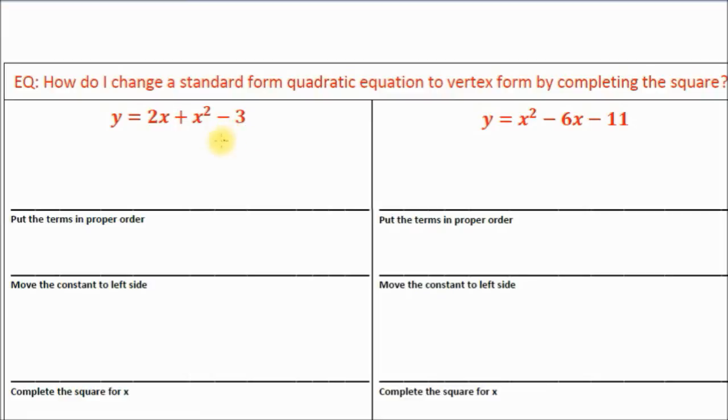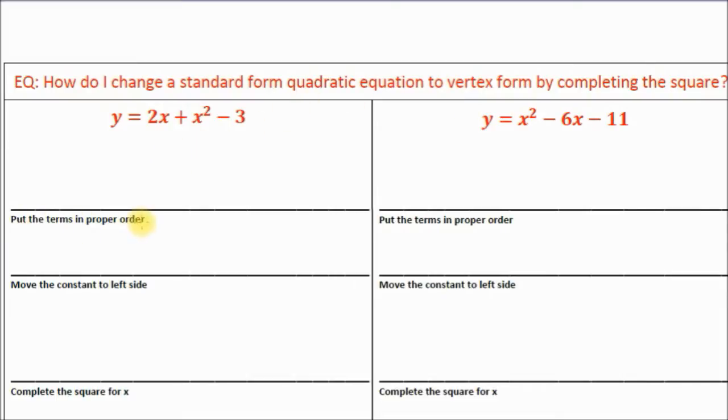Now we have done this before in a previous unit on quadratics. And now we're going to review this because I want you to see the connection between this procedure and a procedure that we'll use to complete the square for circles. So how do I change a standard form quadratic equation to vertex form by completing the square? Well, let's go through the process.